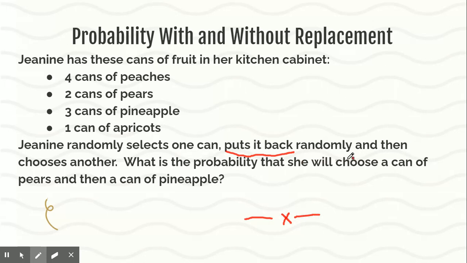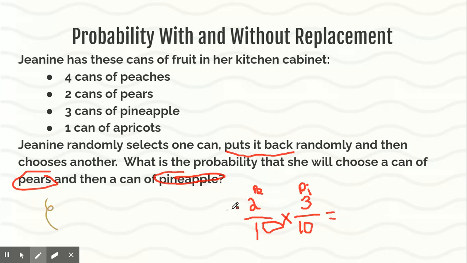What is the probability that she will choose a can of pears and then a can of pineapple? So I'm going to do pears here, and then pineapple is next. The probability of choosing pears: 2 cans of pears, so that goes on top. And then my total cans. How many cans do I have? 4 plus 2 is 6. 6 plus 3 is 9. 9 plus 1 is 10. So I'm going to put 10 there. So this total should be 10 too because we put it back. And then there's 3 cans of pineapple, so I'm going to put 3 on top here. And then we multiply.